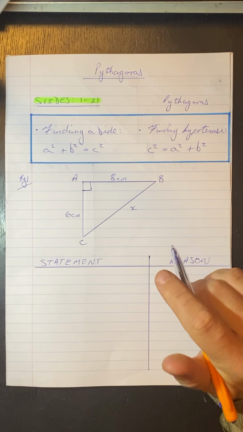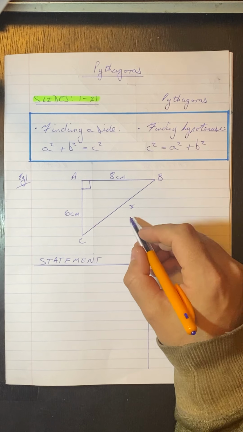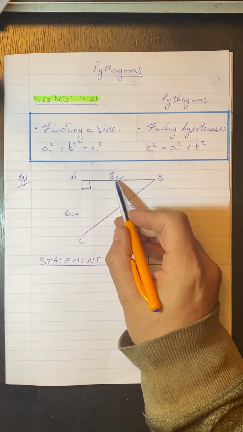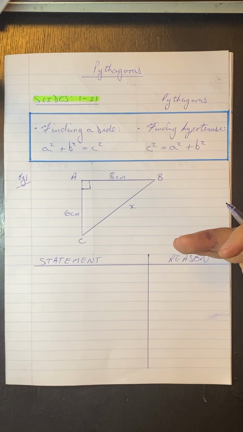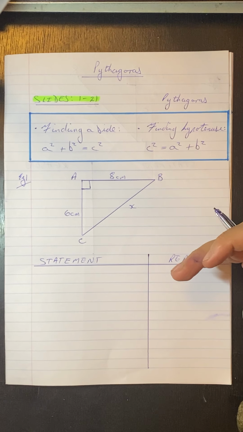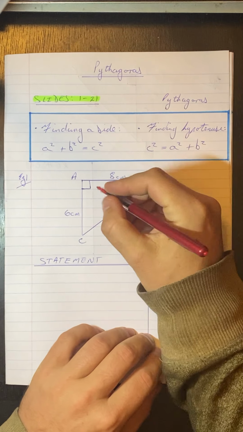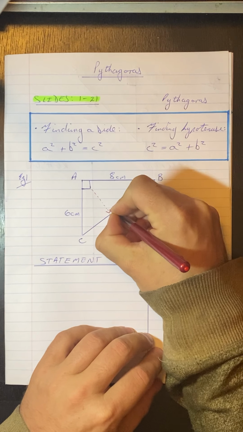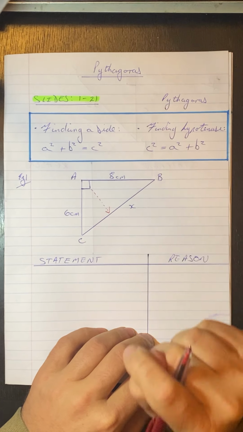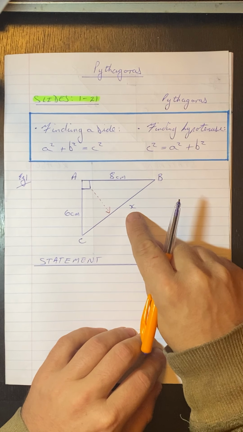Okay. So the first question here is saying, calculate the length of the unknown side. So we have this side here, that side there. This is our unknown side here. And what you need to do is always find out which side is your hypotenuse. Your hypotenuse is always the side opposite the 90 degrees. So as you can see with this example here, here's your 90. The side opposite the 90 is the side here. That is your hypotenuse. And it happens that in this example, our unknown is our hypotenuse.